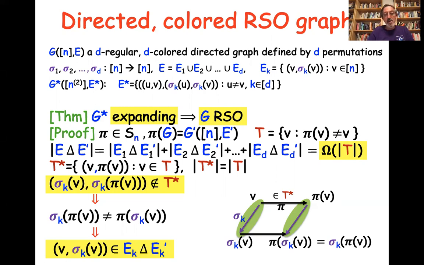if they commuted, then this pair will also be in T star, but we know it's not in T star, so we must have an inequality here, which means that actually sigma k goes elsewhere, and therefore this edge is not moved to a similar colored edge. It's either moved to another color or maybe to a non-edge, but that's the source of the error.